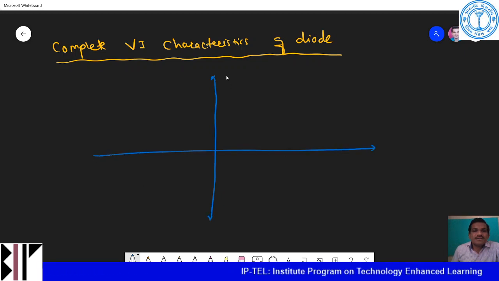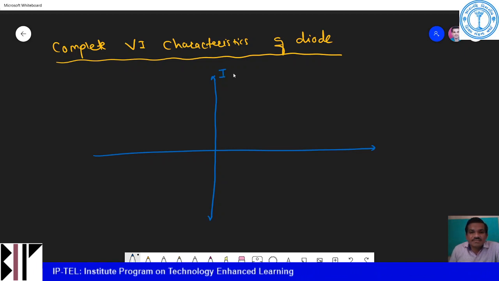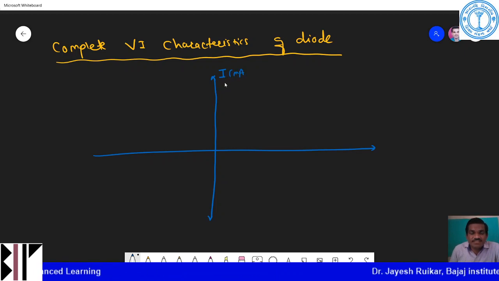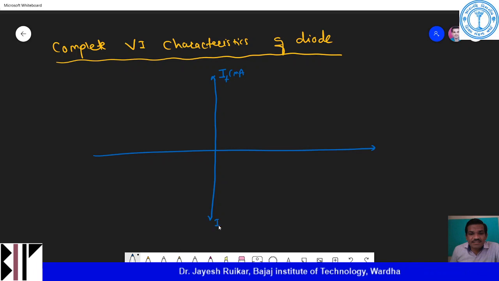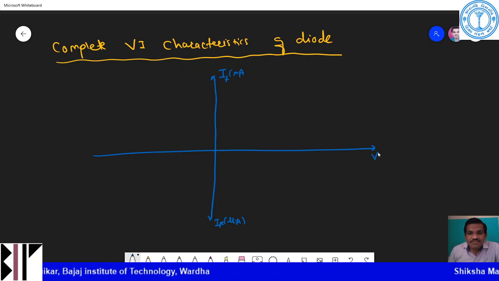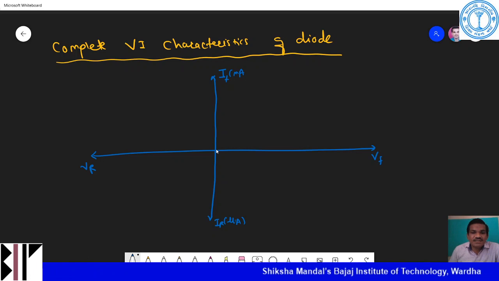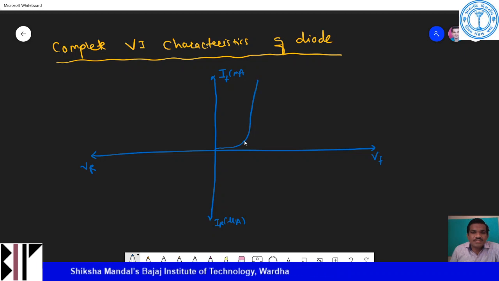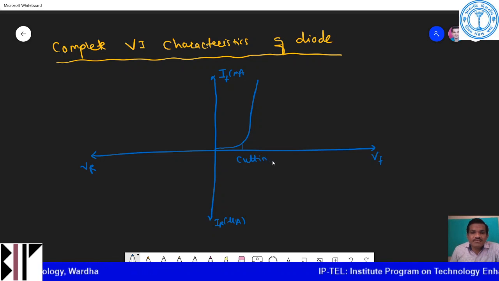This is my current, in terms of milliampere. I will make this side the forward current, and this side the reverse current IR, which is in terms of microampere. This is my forward voltage, VF, and this is my reverse voltage, VR. Now I will make a small change, and then it goes to exponential increase, and this is my cut-in voltage.